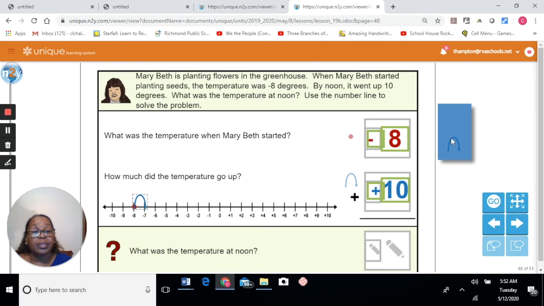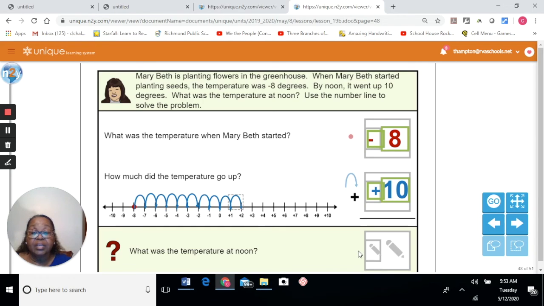1, 2, 3, 4, 5, 6, 7, 8, 9, 10. All right. We started with the -8 here, the red dot, and we had to move to a +10. Let's go. 1, 2, 3, 4, 5, 6, 7, 8, 9, 10.